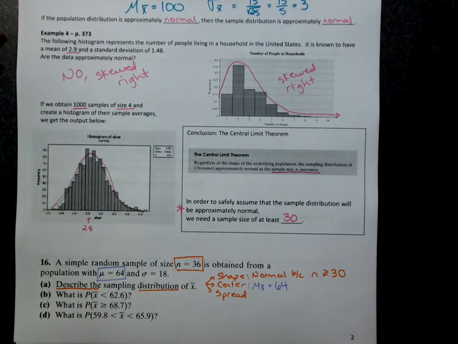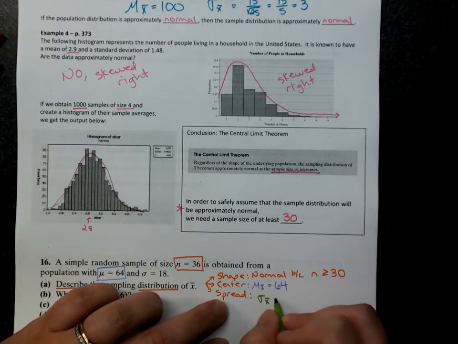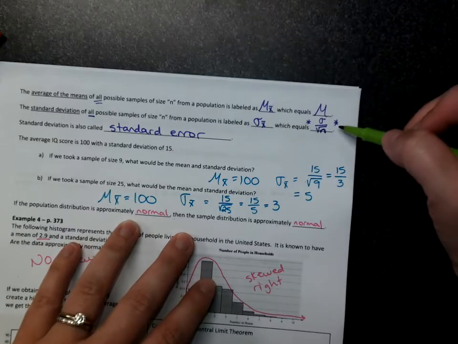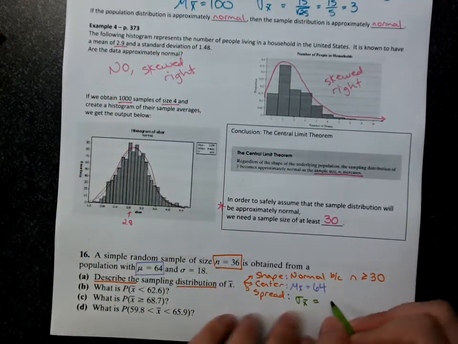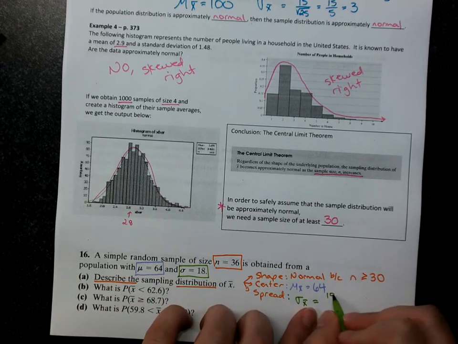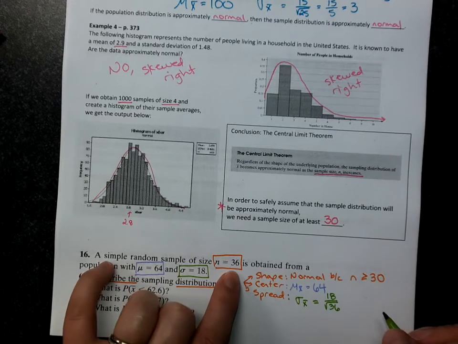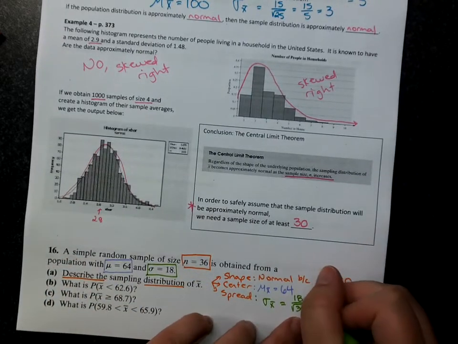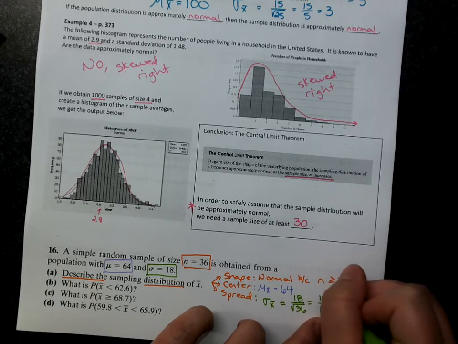And finally, the spread. The spread is the standard deviation of all the samples. And we're going to use the formula we have up here, the standard deviation of the population divided by the square root of the sample size. So that's 18 divided by the square root of the sample size. Now they keep giving us perfect square sample sizes. That will not always be the case. But for these first few examples, these are nice, clean numbers.